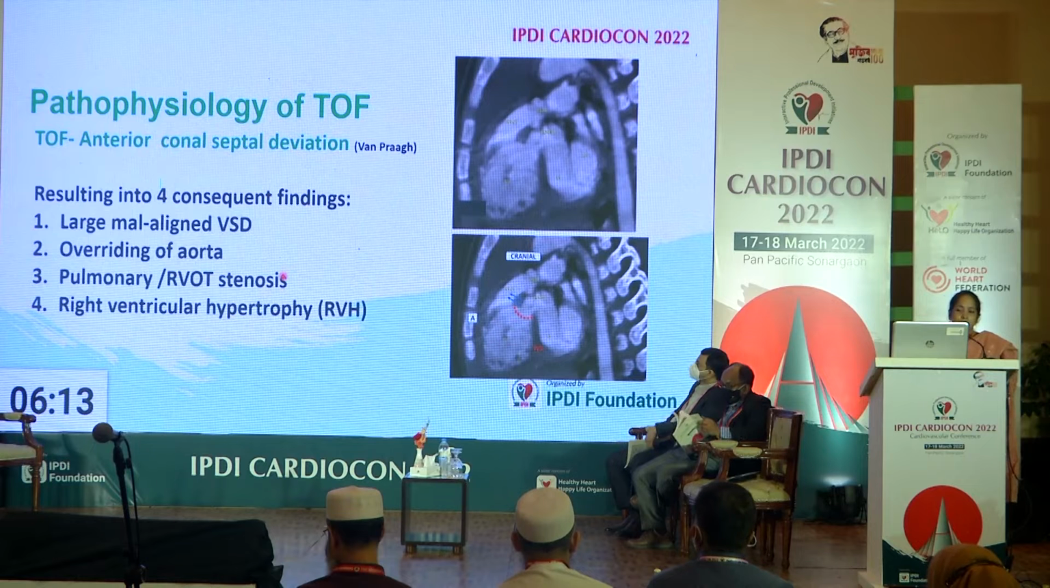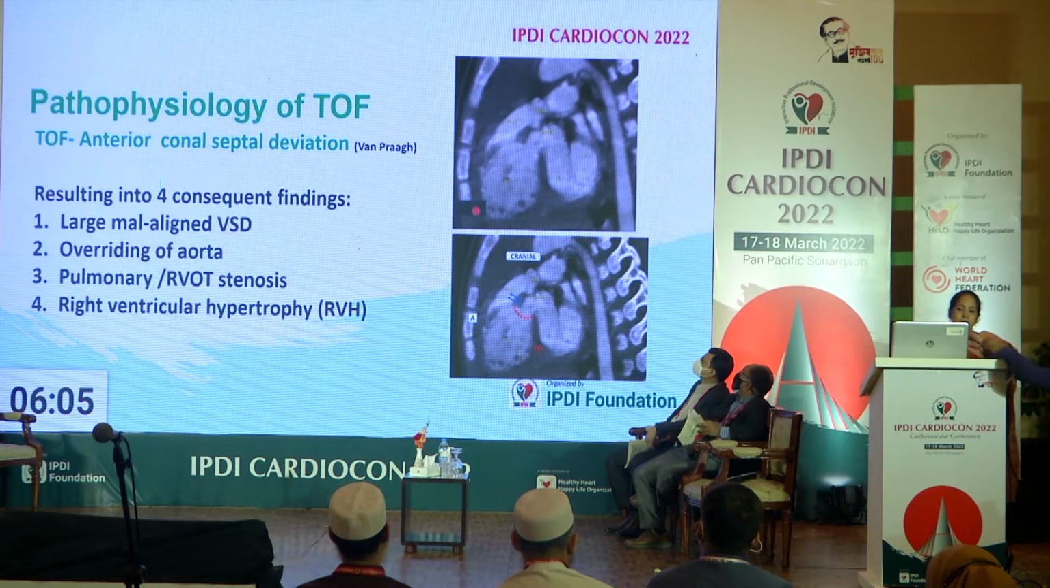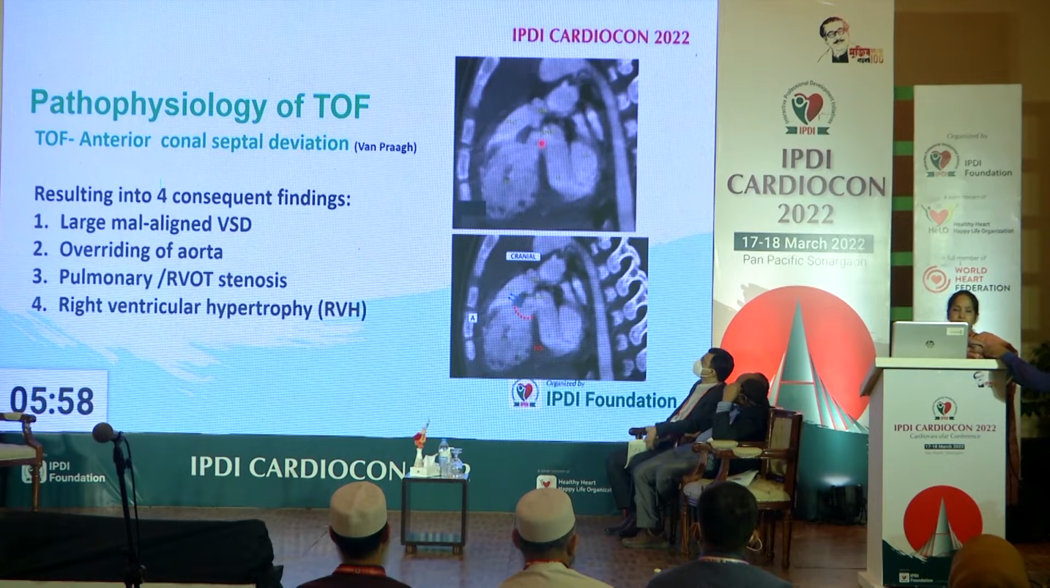If you look here, this is the sagittal image, and this is the sternum and aorta. The main pathophysiology of TOF is anterior deviation of the conal septum, which results in a malaligned large VSD, overriding aorta, RVOT narrowing and RVH.